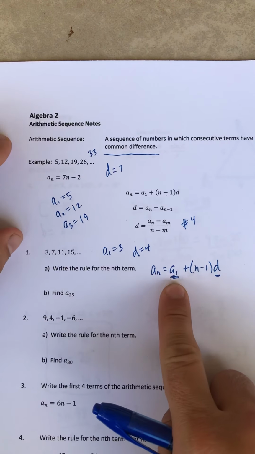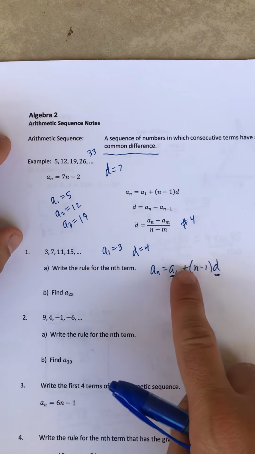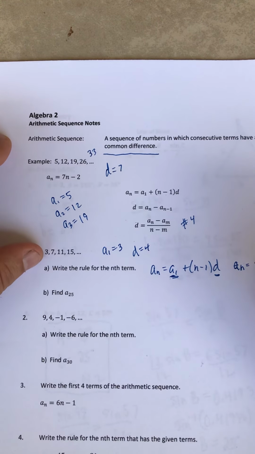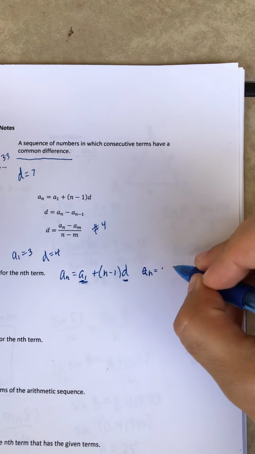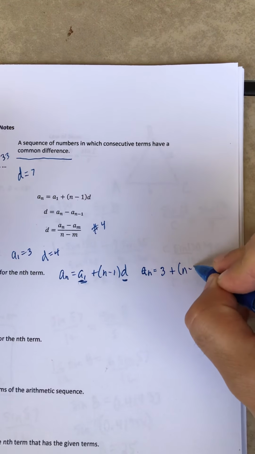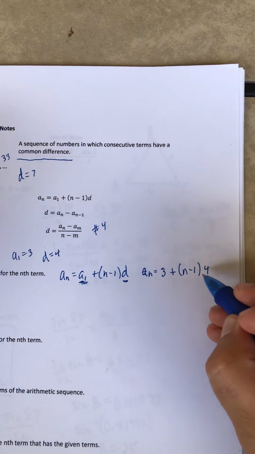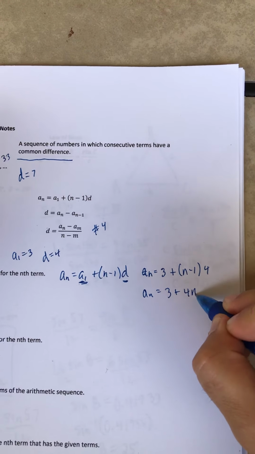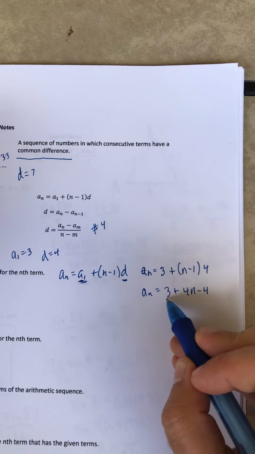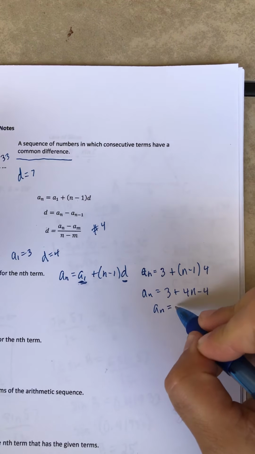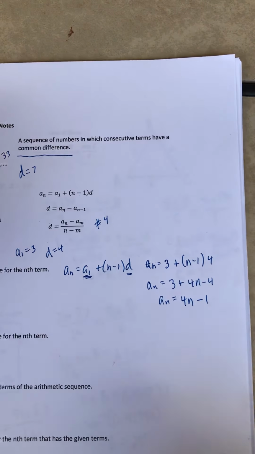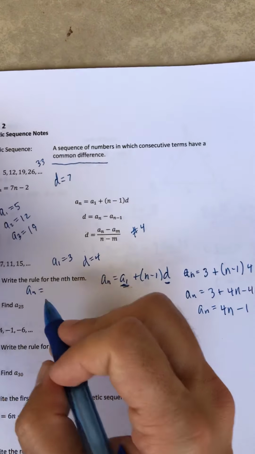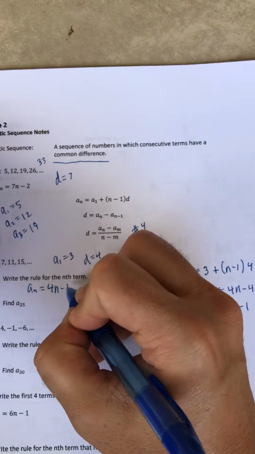Now I'm going to plug in 3 for a1 and 4 for d, and I'm going to simplify, and that's going to give me the rule. So an is going to be equal to a1, which is 3, plus n minus 1 times 4. I'm going to distribute the 4. So an is equal to 3 plus 4n minus 4. Now combine like terms: 3 minus 4 is negative 1. So an is 4n minus 1. This is the rule. So the rule is an, any term, is going to be 4n minus 1.